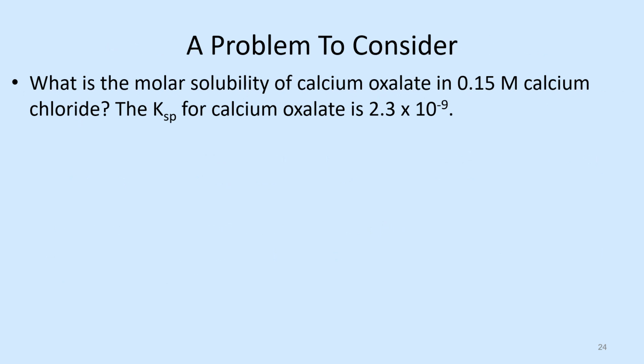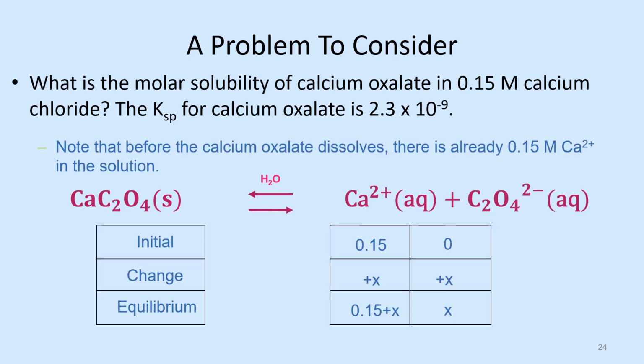So let's actually look at this as an example. What is the molar solubility of calcium oxalate if it's put into a 0.15 molar calcium chloride solution? The Ksp for calcium oxalate, which we found earlier, is 2.3 times 10 to the minus 9th. So again, we set up our equilibrium expression. We don't really care about the calcium chloride, we just know that it's present. So it's still the solubility of the calcium oxalate, and that's the equilibrium you want to set up.